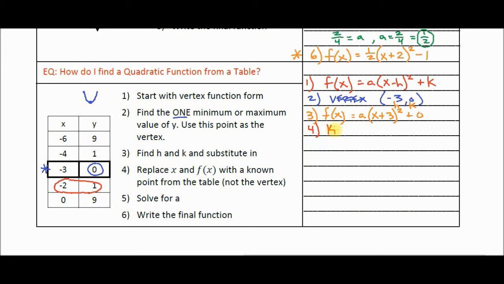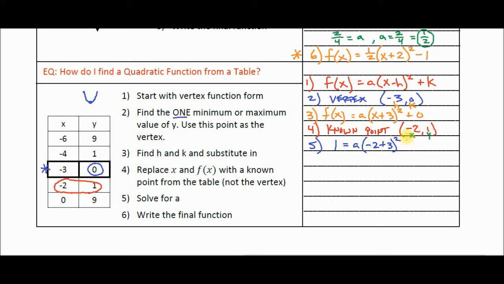So our known point on our parabola is negative 2, 1. We know that the negative 2 is our x value and the 1 is our y value. So when we plug these into our function, f of x changes to our y value, that's 1, is equal to a times negative 2 plus 3 squared, and I'm not going to write the plus 0, because the plus 0 doesn't do anything.